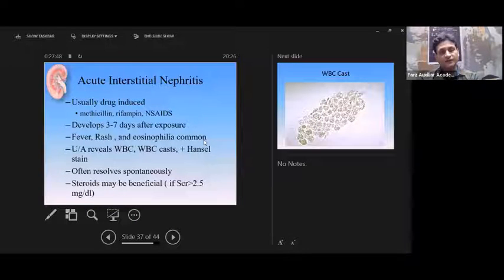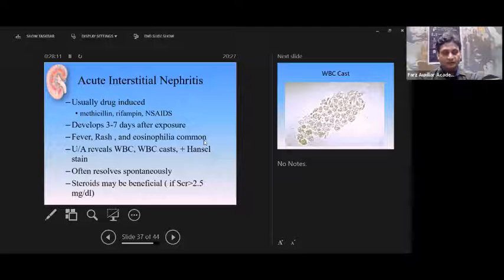Acute interstitial nephritis is also a common cause of ARF. Generally we see it because of drugs like rifampicin and certain penicillins. They generally develop 3 to 7 days after the exposure. Patients may have systemic symptoms like fever, rashes, as well as eosinophilia. Urine examination shows WBC casts, and if you do the Hansel stain, you can see eosinophil casts.